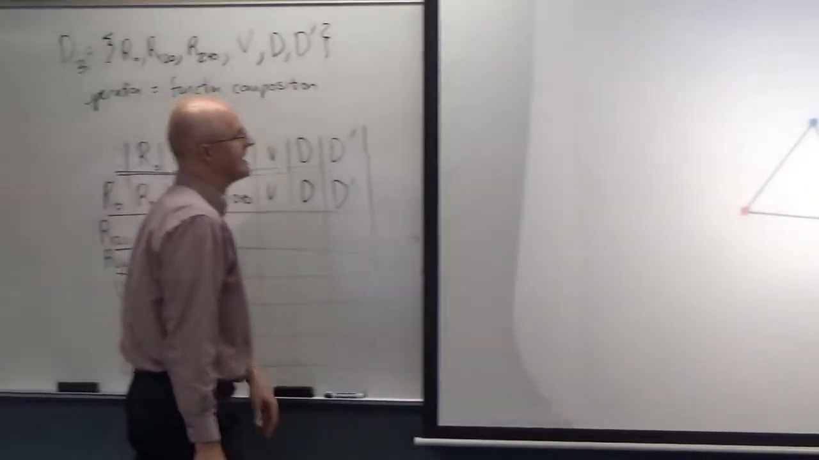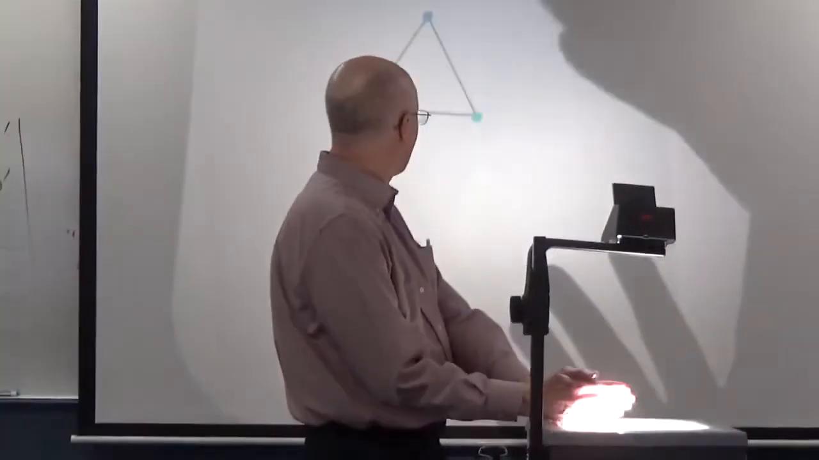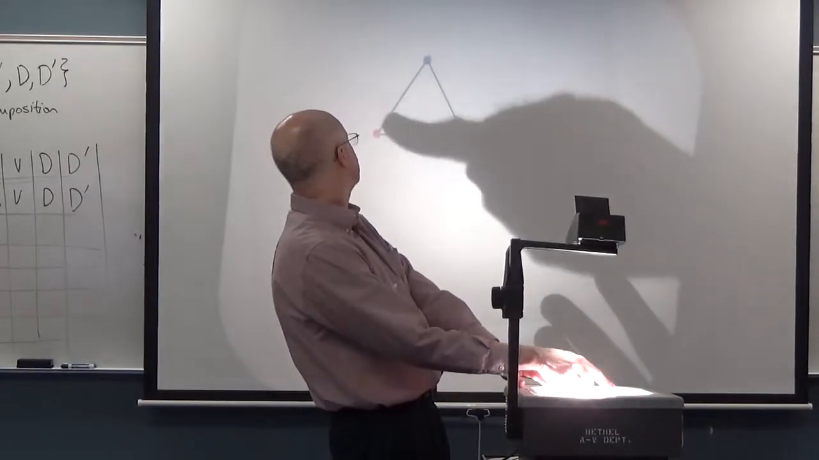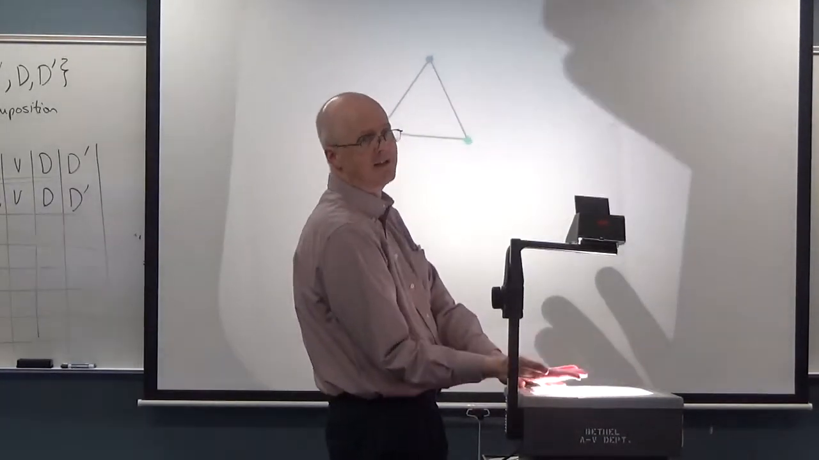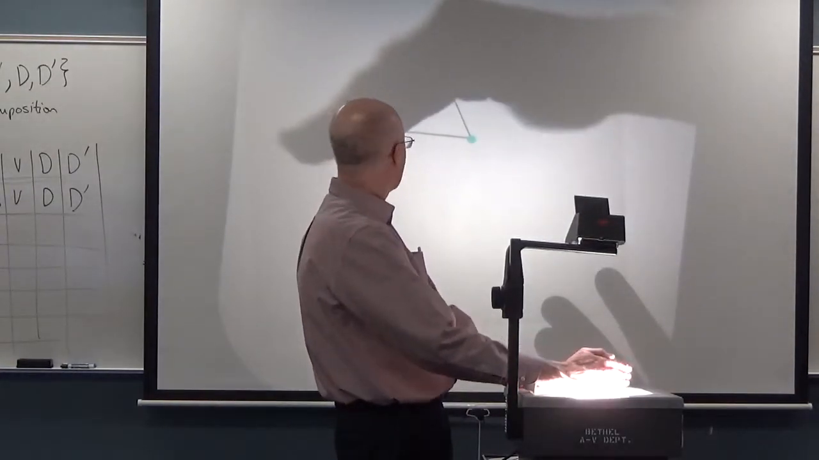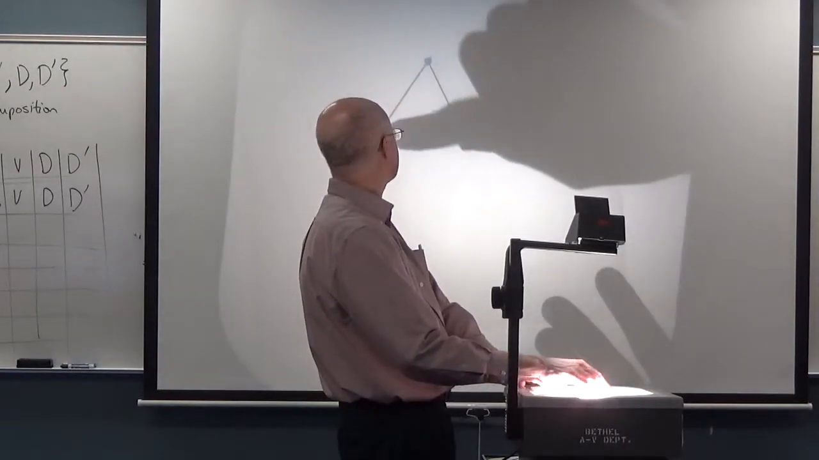D is a trickier reflection across a diagonal that's going to go, like my hand here, perpendicular to this side, going through that vertex. I'm labeling it D because it's kind of like a main diagonal. D prime is the other one, the off-diagonal one, a reflection across this line, perpendicular to this line segment and going through that vertex.